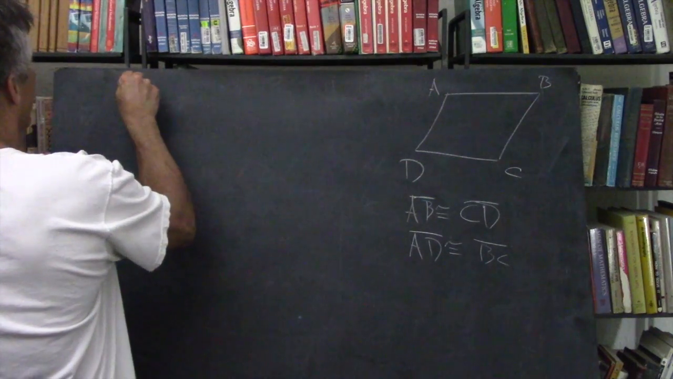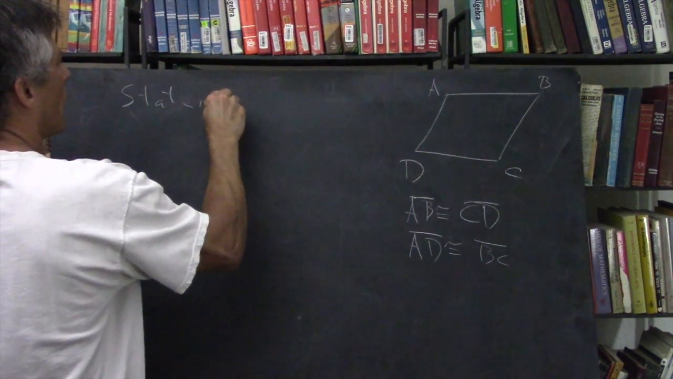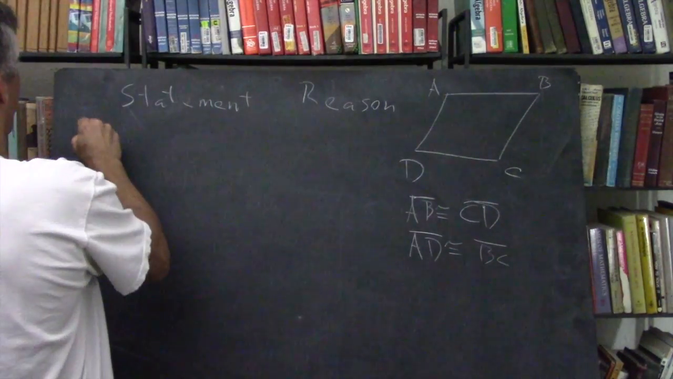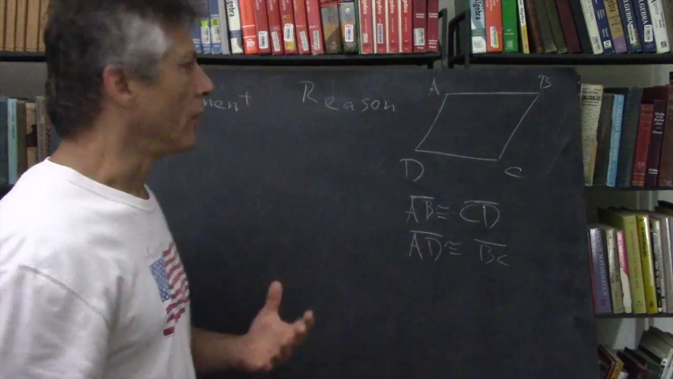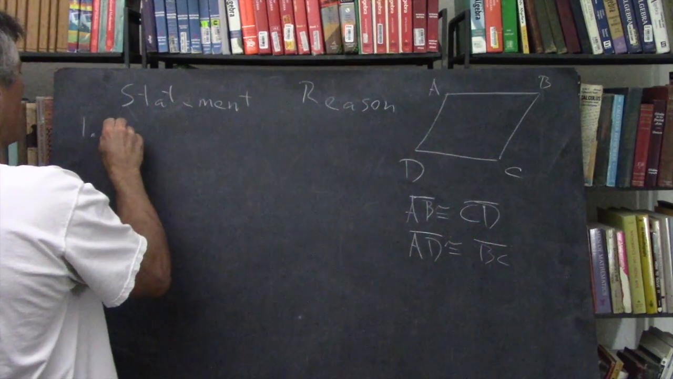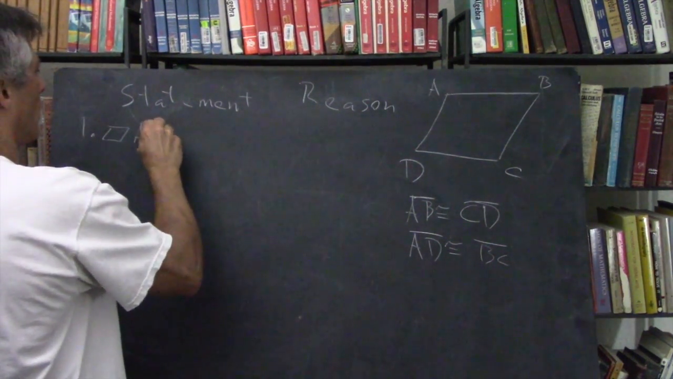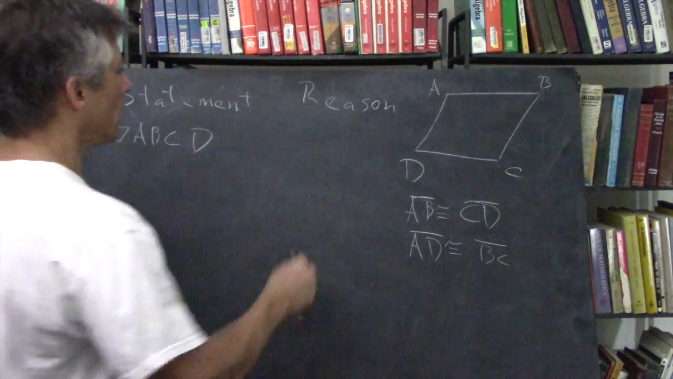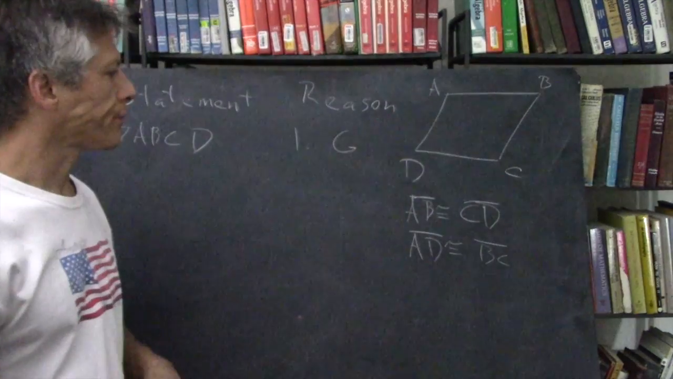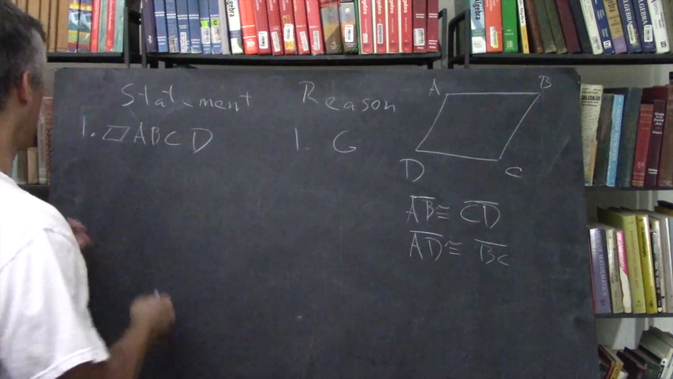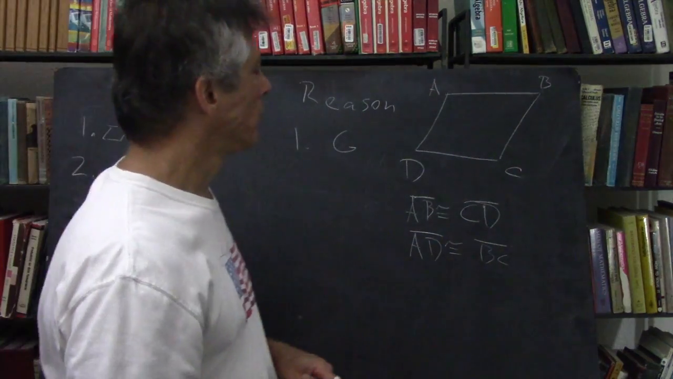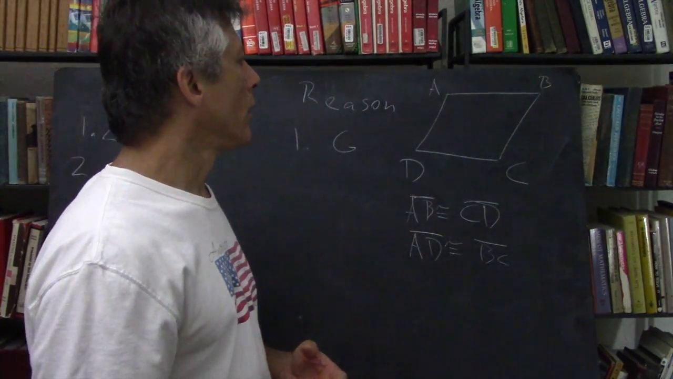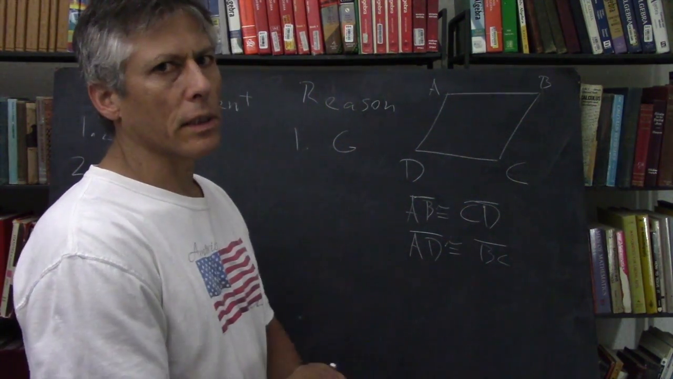So let's write this up. Statement, reason. Okay. Now we need to have our given. ABCD is a parallelogram. And I'll draw a little parallelogram ABCD, given. And then we know that, okay, so we want to show opposite sides are congruent.